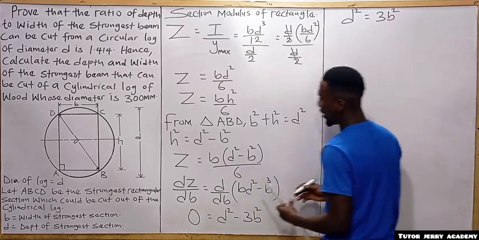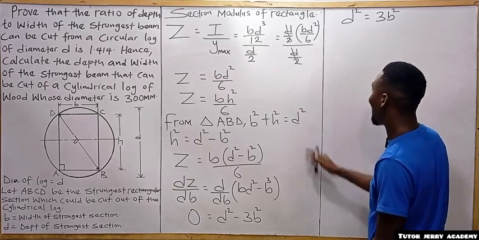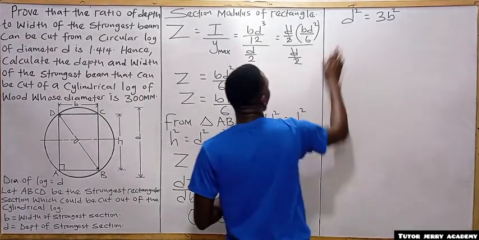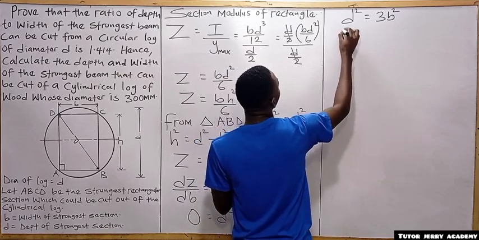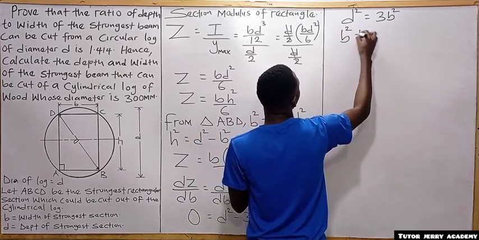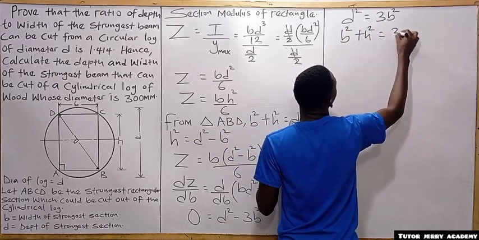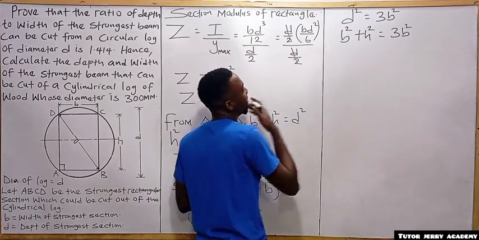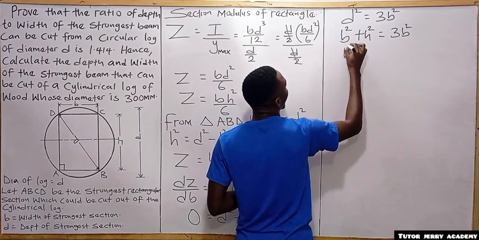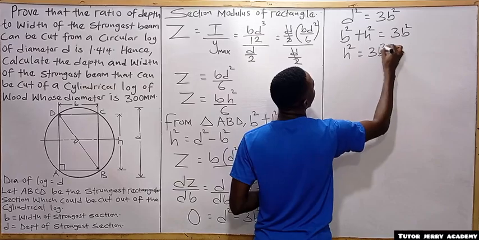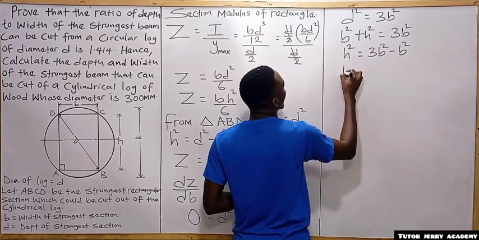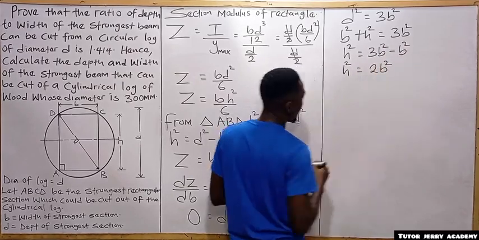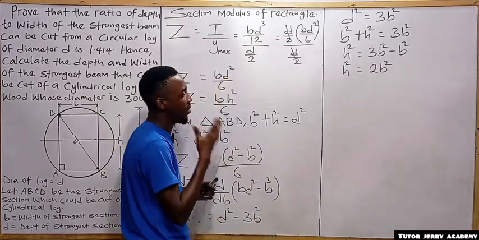All right, but don't forget, we have already established that d squared is equal to what? b squared plus h squared. So we can substitute that here. We are going to have b squared plus h squared equal to 3b squared, right? So we can therefore collect the like terms. If we move this to the other side, our h squared will be equal to 3b squared minus b squared. So h squared will be equal to 2b squared. All right, so that is what we are going to have.